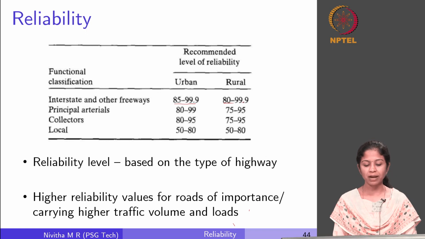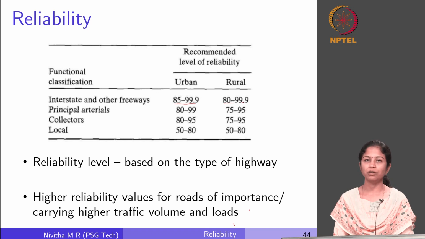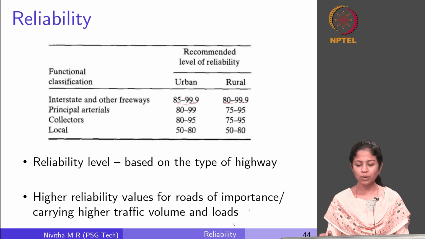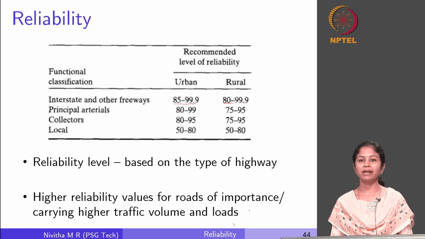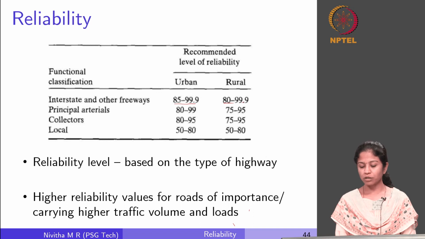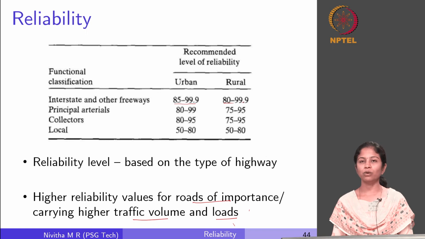Then if you take principal arterials, the next major level of highways, 80 to 99 and 75 to 95. Similarly, for collector roads and local roads also, the recommended level of reliability is specified. So, depending upon the type of highway, the importance of the highway, we can choose appropriate reliability levels. Higher reliability levels are usually given for roads of importance or those that carry higher traffic volume and higher loads. So, in that case we use a higher reliability level. For other cases we can go in for a lower value.